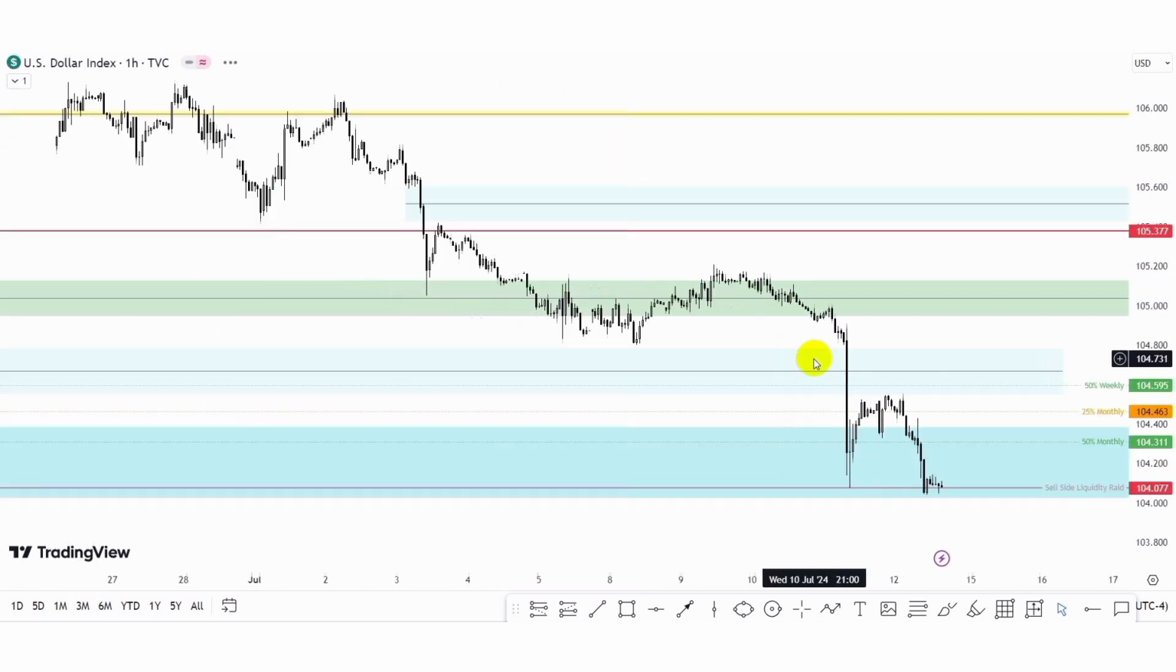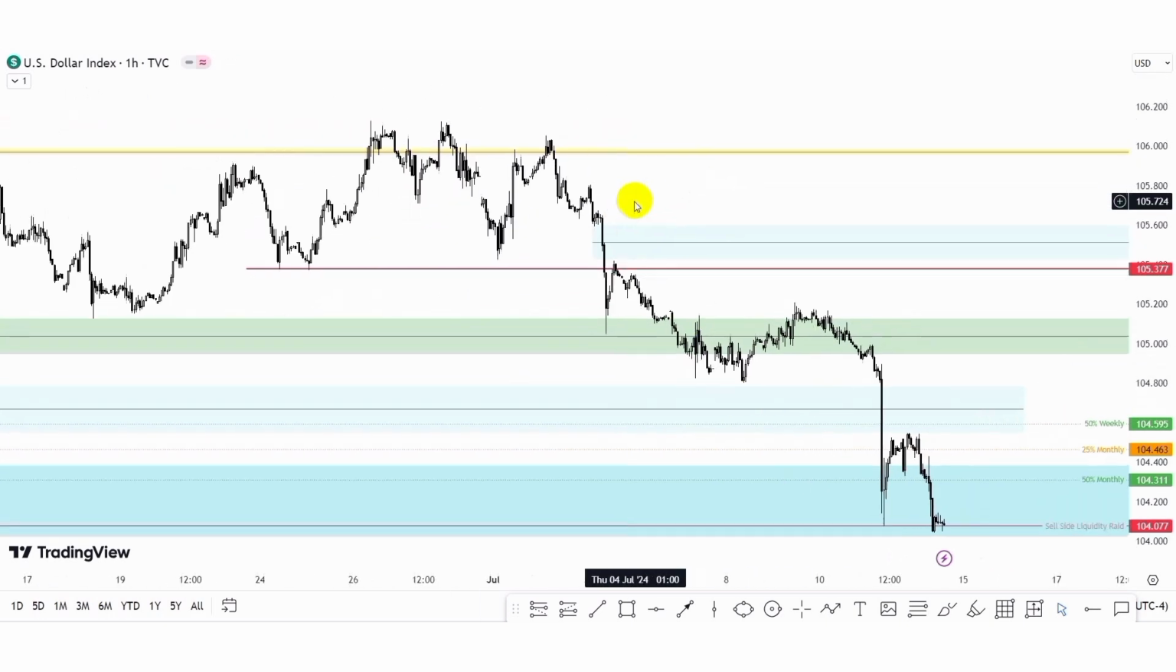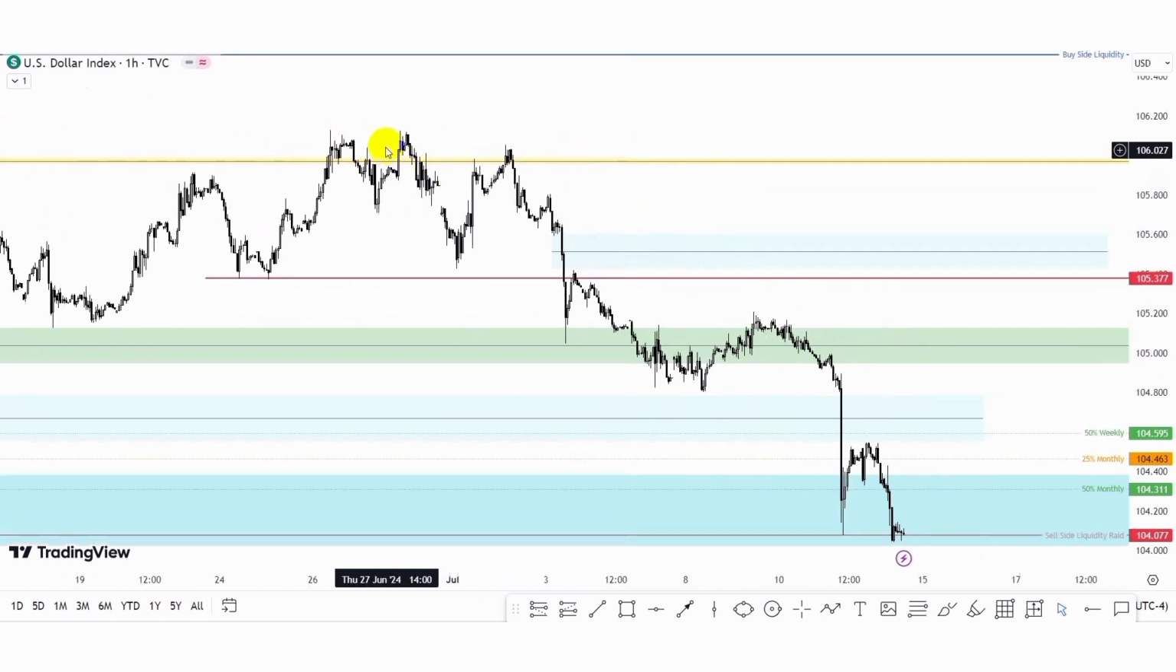Let's actually check the 1-hour time frame. I actually showed us that we are having a bearish momentum in the 1-hour time frame.